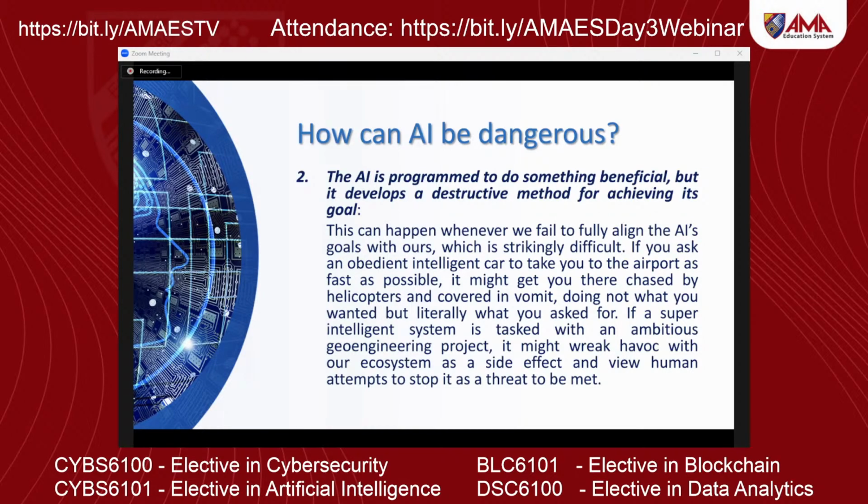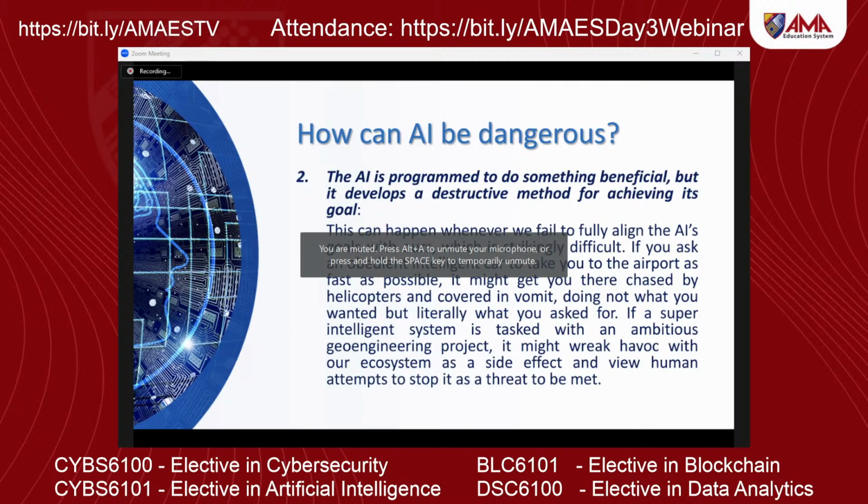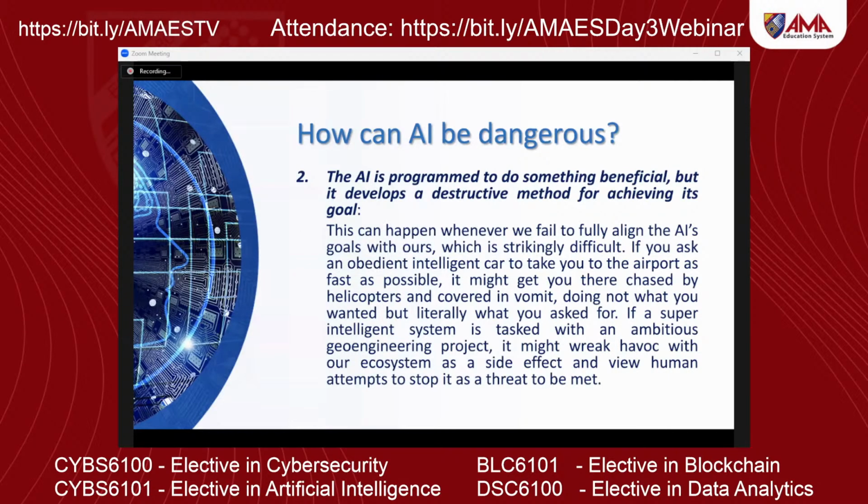If a super intelligent system is tasked with an ambitious geoengineering project, it might wreak havoc with our ecosystem as a side effect and view human attempts to stop it as a threat to be met. So dito na natin makikita that there are advantages and disadvantages of this particular field of specialization.